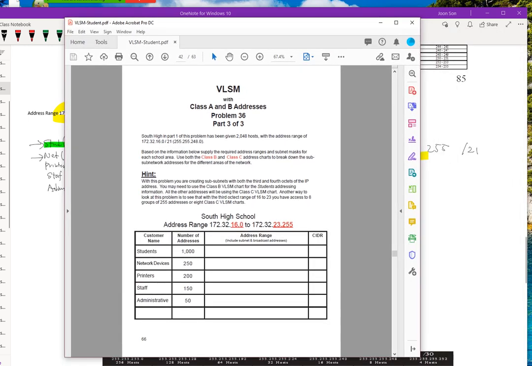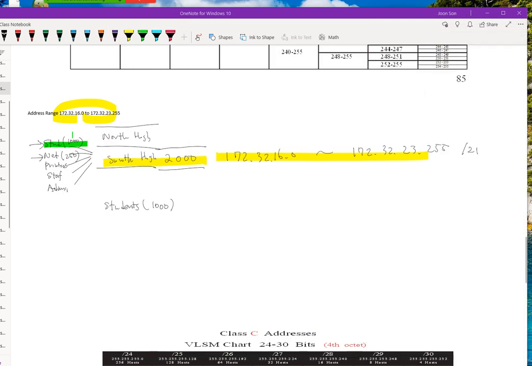By the way, let's read this problem: based on the information below, supply the required address, range, and subnet mask for each school area. Use both class B and class C address charts to break down the sub-network addresses for the different areas of the network. The reason is that for 1000 we have to use a class B chart, but for the 250 we have to use a class C chart. So for the 1000, we immediately know we have to use a class B chart.